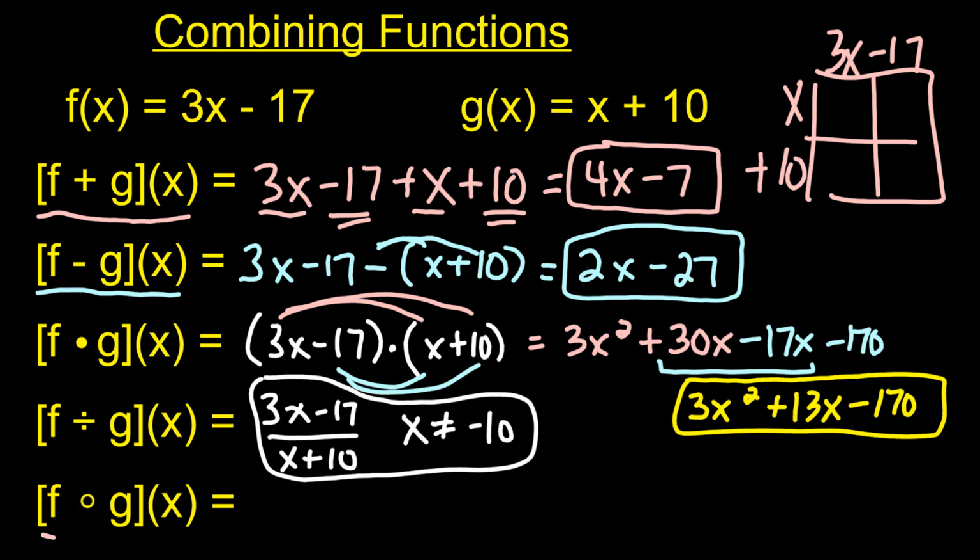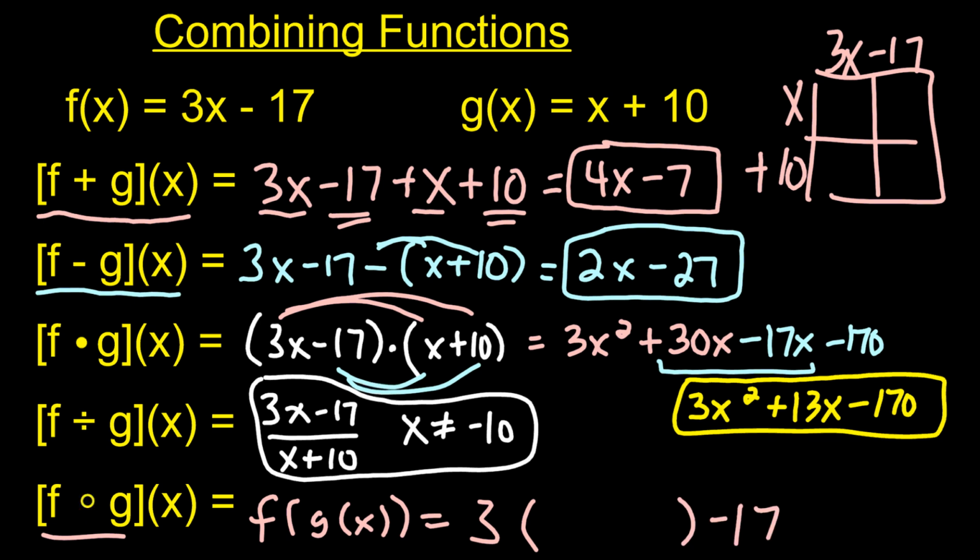This fog here represents f of g of x, and so I typically will write it like that. And that tells me I'm going to write down my f function, which is 3 times x minus 17. And then I plug in g of x where x used to be. So it would be x plus 10. And then we're just going to distribute the 3 in.